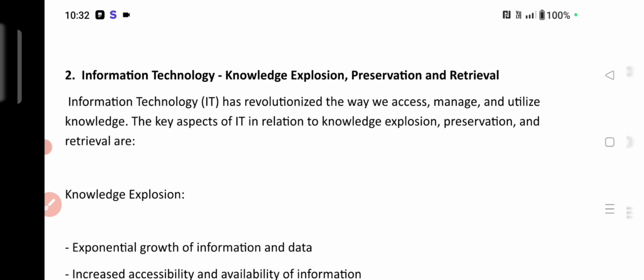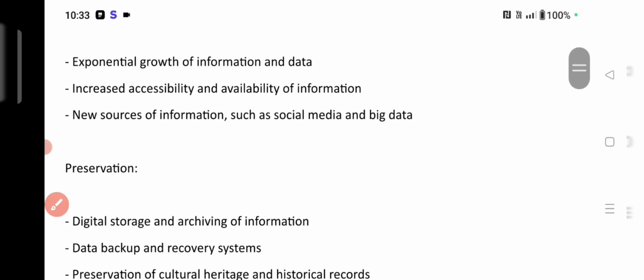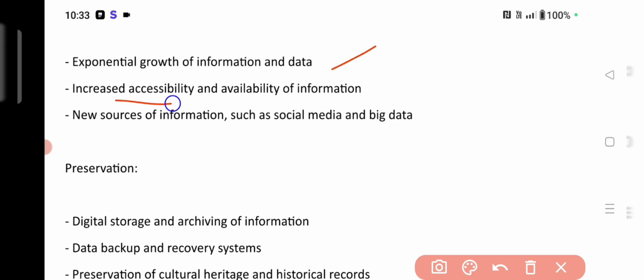Coming to the second question, information technology. Previously we learned education technology, now information technology: knowledge explosion, preservation and retrieval. Information technology has revolutionized the way we access, manage, and utilize knowledge. The key aspects are, first, knowledge explosion: exponential growth of information and data, increased accessibility and availability of information, and new sources of information such as social media, big data, and other online platforms.